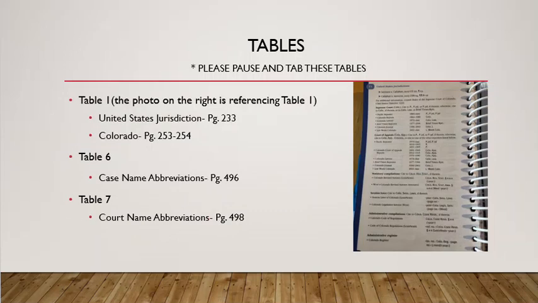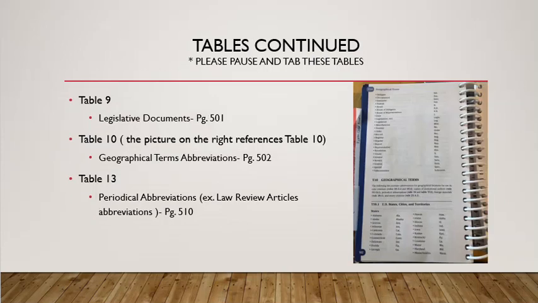Moving on to tables. Table 1, starting on page 233, covers United States jurisdiction abbreviations, and abbreviations for Colorado specifically can be found on pages 253 to 254. Pause the video now and tab these pages in your Bluebook specifically. The picture on your right is referencing Table 1.